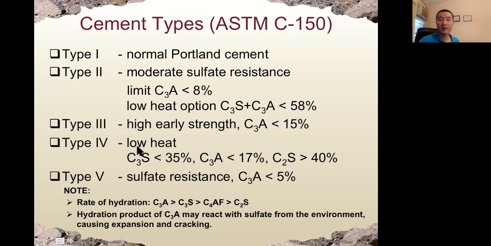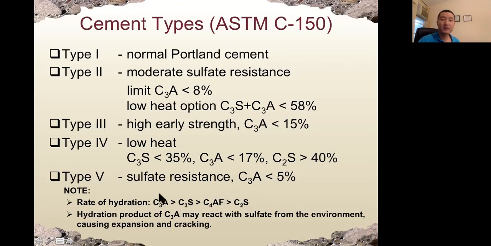And type 4 cement is called low heat cement. We use low heat cement if we do not want the temperature of the concrete to be too high in situations such as big dam or mass concrete pouring. So for low heat option, we need to limit the amount of C3S and C3A to a certain percentage, as you can see from here, and also increase the amount of C2S to more than 40%.